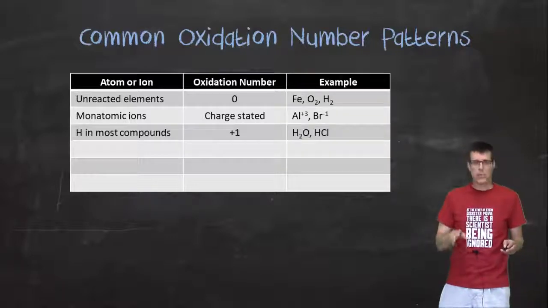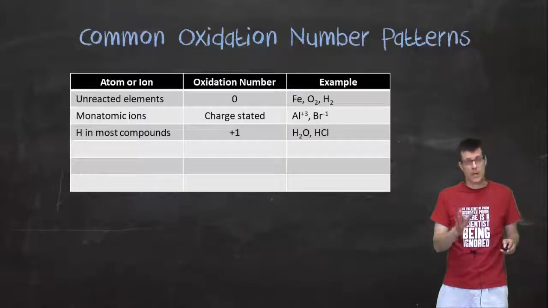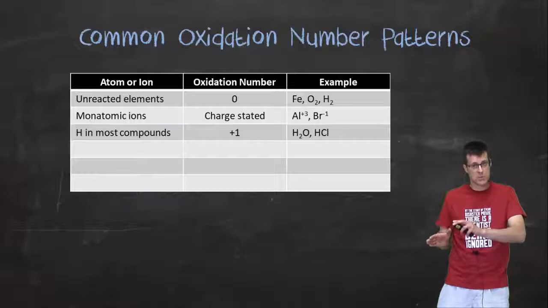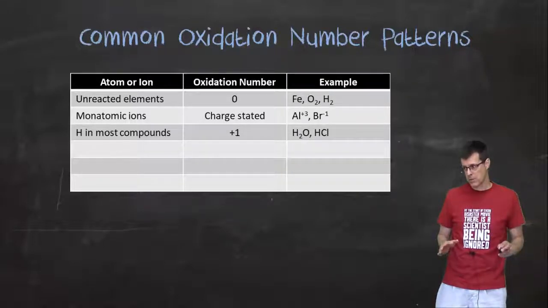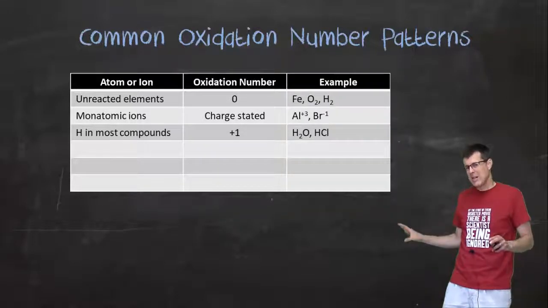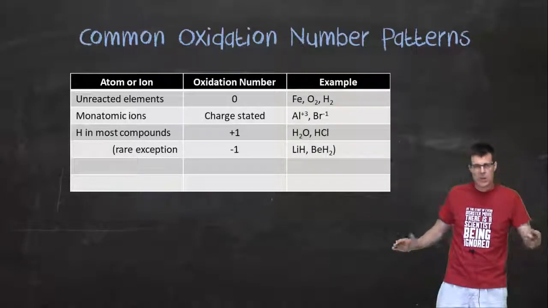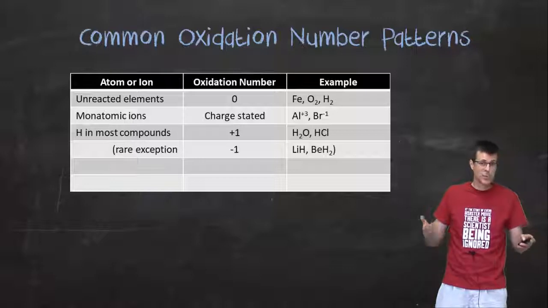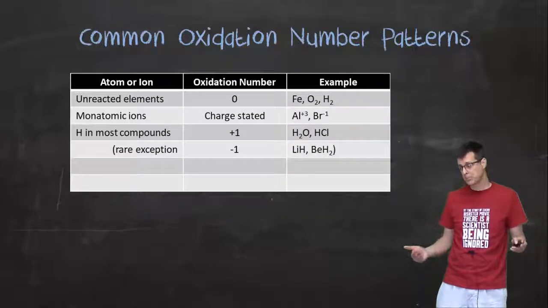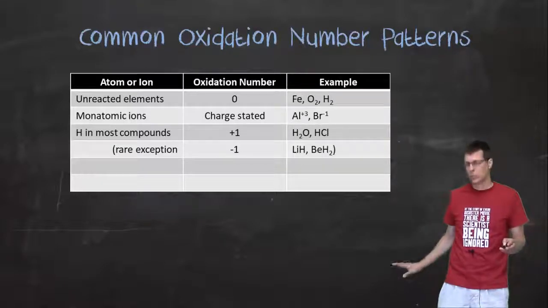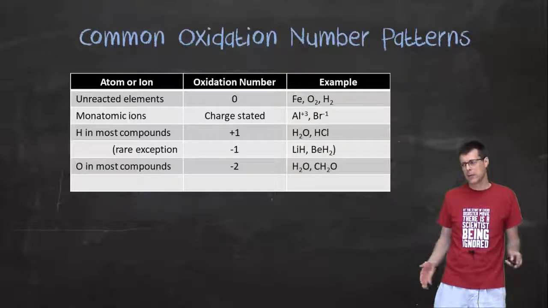Hydrogen in most compounds we will assume, or treat, as an oxidation number of +1, not an ionic charge necessarily, but an oxidation number. Now for us, that's all we're going to care about. But I said most compounds, so the rare exceptions, which are not going to apply for us in this course, it could sometimes be a -1 in a compound. You're not going to see that, so you don't need to write that.